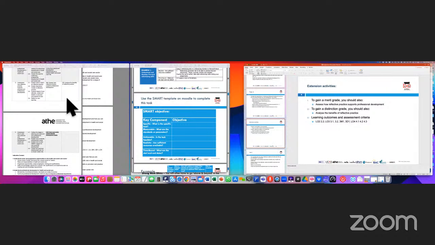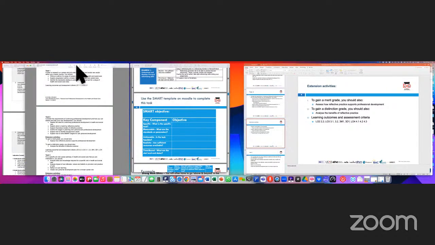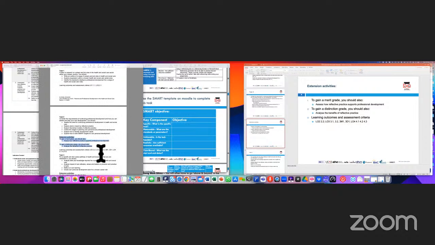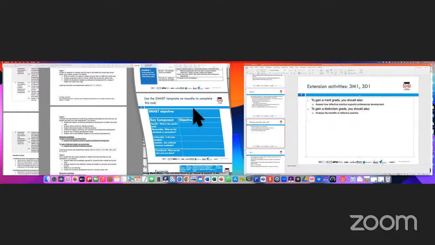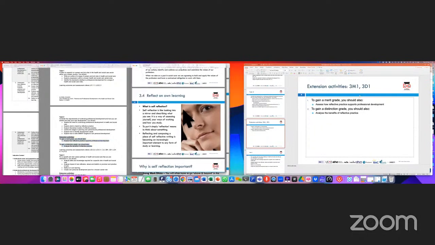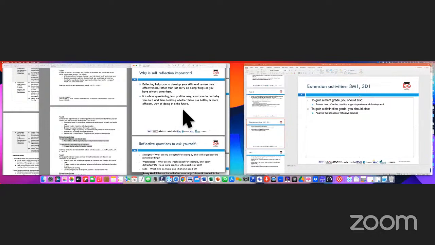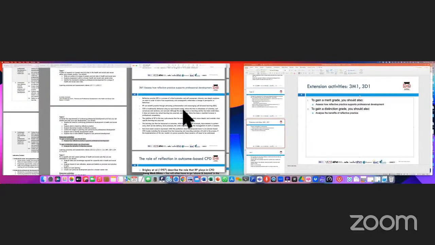Right. Now, if I go into the extension activities given in the assignment brief, the first ones under task 2 are two activities, completing 3M1 and 3D1. In 3M1, which relates to learning outcome 3, we need to go into the presentation, the merit activity, which talks about reflective practice and why it is important for professional development.